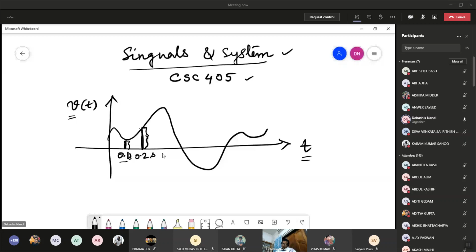And you see, since this signal depends on only one variable, time t here in this case, therefore it is called a one-dimensional signal. Okay.